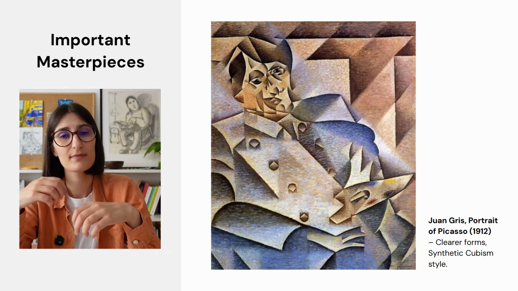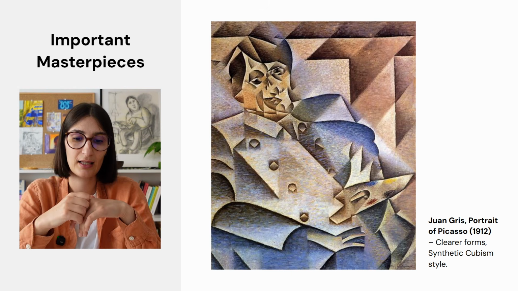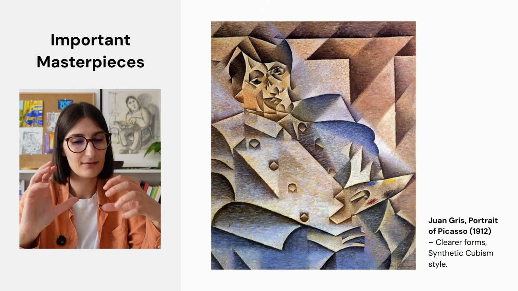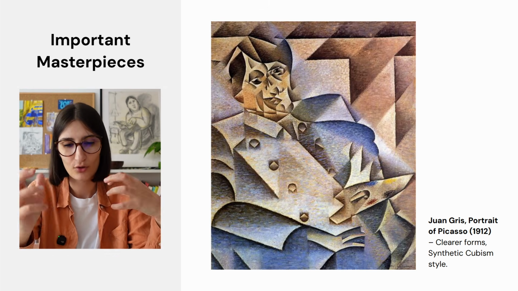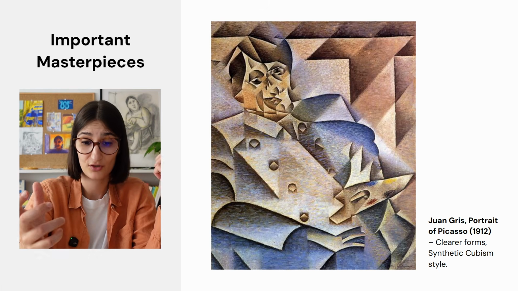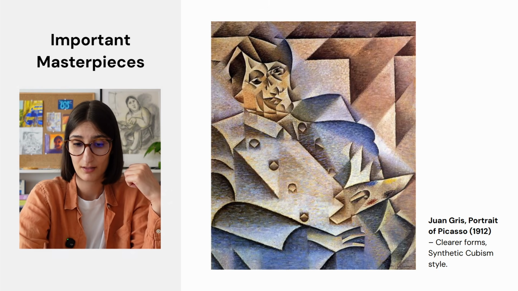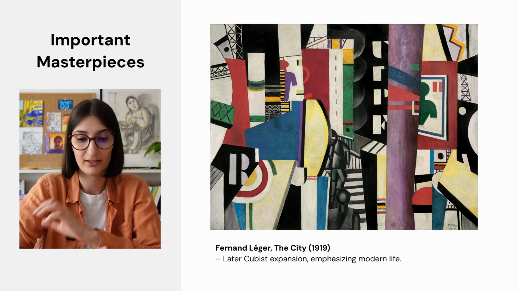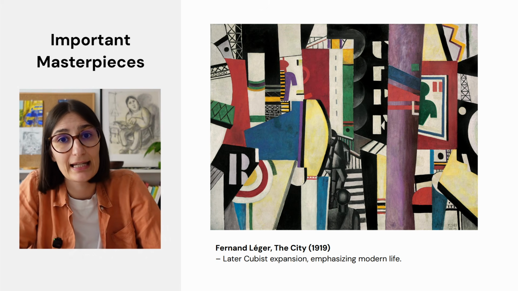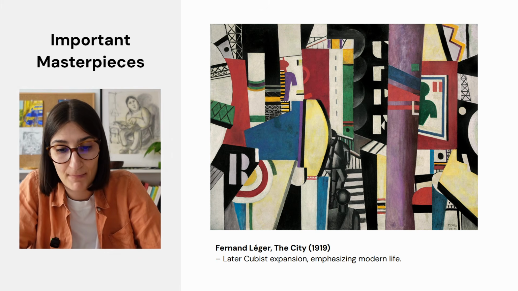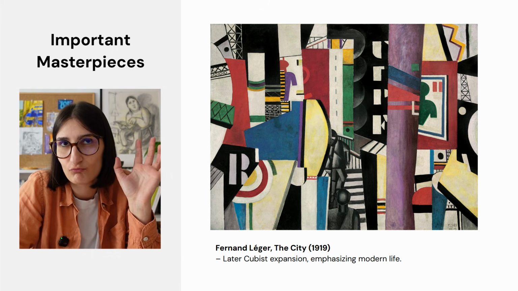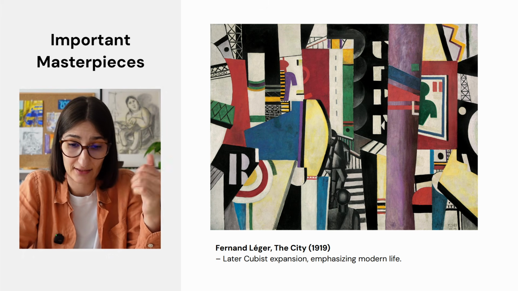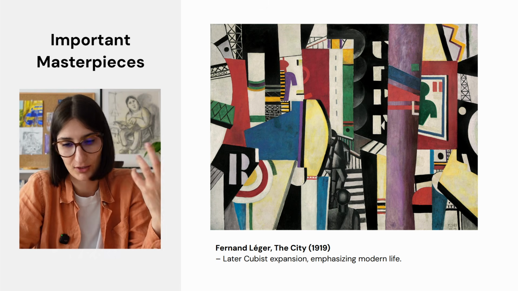It has clear forms. It is part of the synthetic Cubism style, and we can see that the painting is brighter and more colorful with these blues, in opposition to other paintings that were made early on. And then we finish with a painting by Fernand Léger, The City, that was made in 1919. Even though Cubism was over already, this painting is still considered Cubist, and it emphasizes modern life. We can see that it's much more colorful.